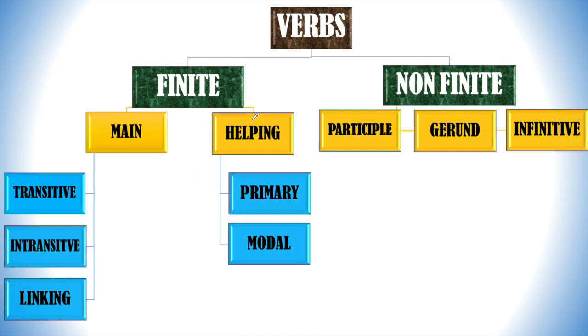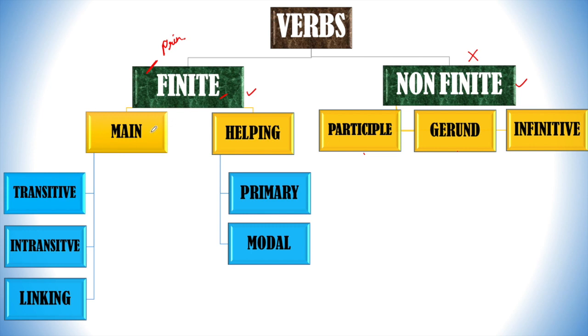Friends, to know about finite verbs, we need to see the whole classification of verb. Verb is divided into two main categories, finite verbs and non-finite verbs. Finite verbs are those verbs which play an important role in the sentence, and without finite verbs a sentence cannot be complete. Whereas non-finite verbs do not act as the main verb. Rather, they work as an adjective or noun. So in other words, we can say that finite verbs are the principal verbs without which a sentence cannot be completed.